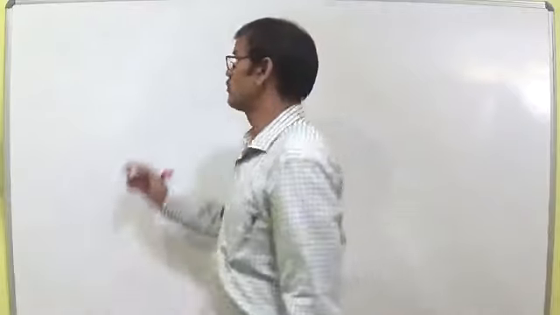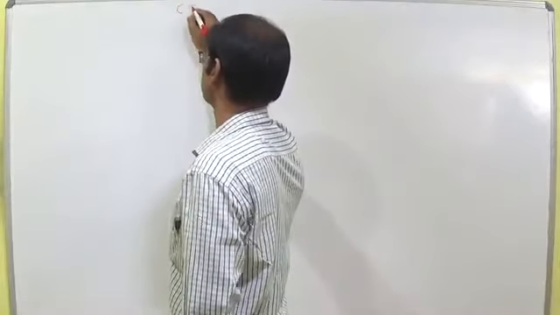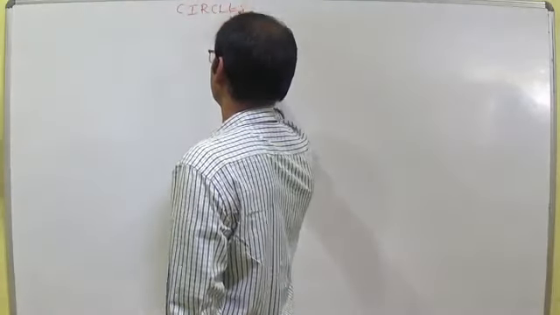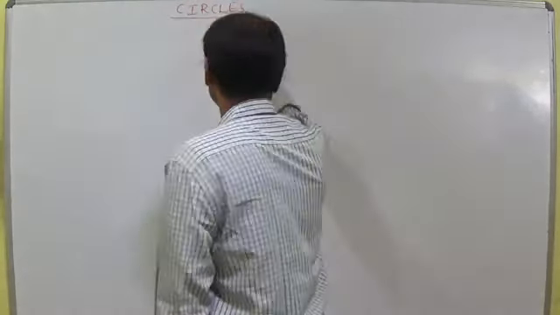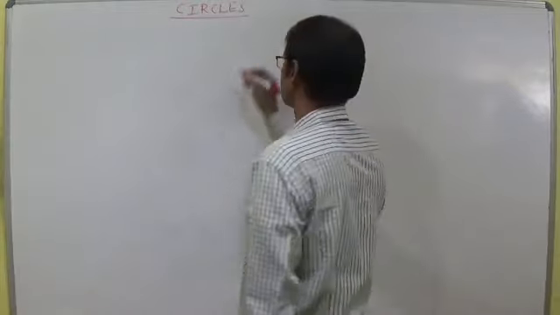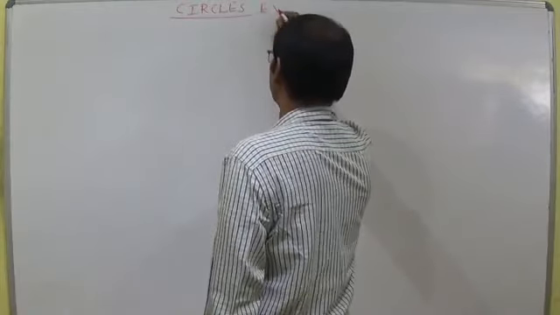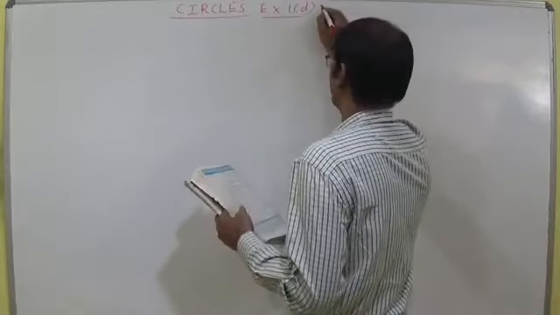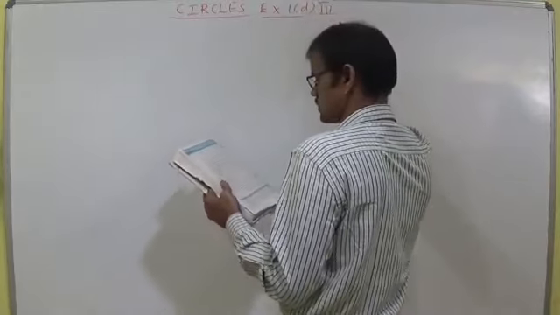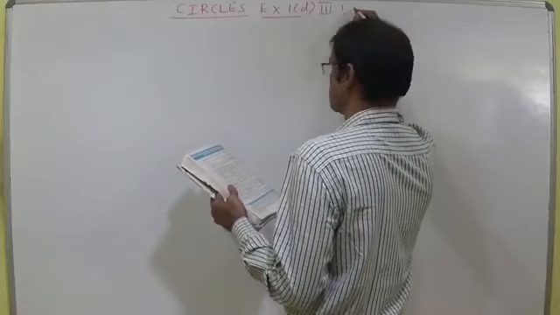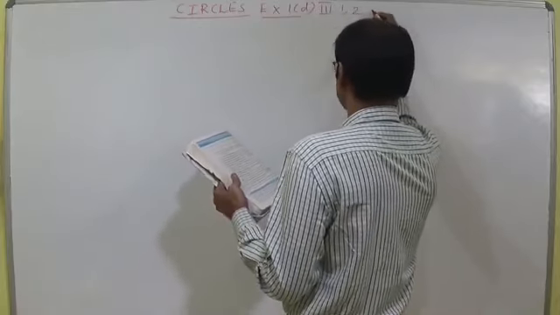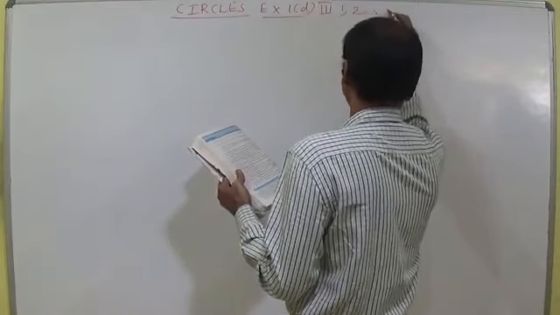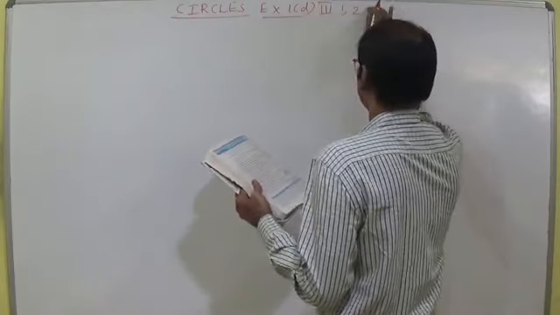Now we are in the topic of circles, which is a lengthy topic. In previous class, we discussed exercise 1D, Roman number 1 and 2 sums, which we have completed. Now let us discuss exercise 1D, Roman number 3 sums. I put a schedule in the previous class also: 1, 2, 3, 5, and the fourth one you do.